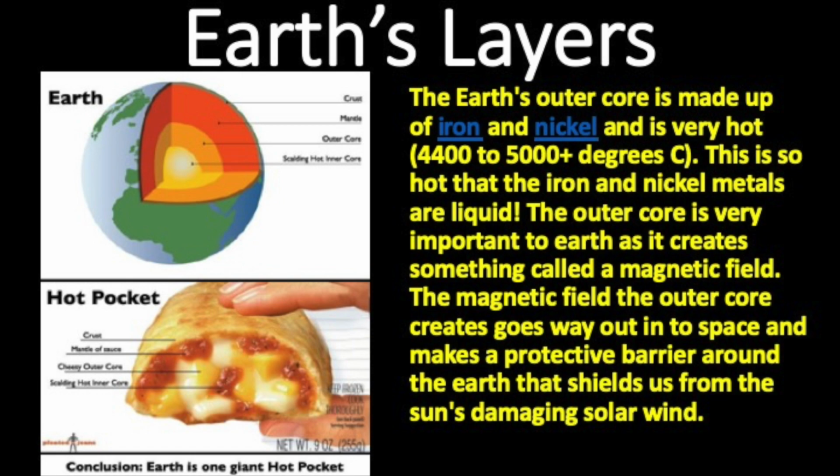The Earth's outer core is made up of iron and nickel and is very hot. This is so hot that the iron and nickel metals are liquid. The outer core is very important to Earth as it creates something called a magnetic field. The magnetic field the outer core creates goes way out into space and makes a protective barrier around the Earth that shields us from the sun's damaging solar winds.